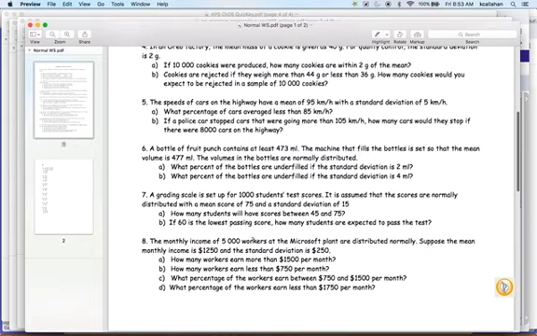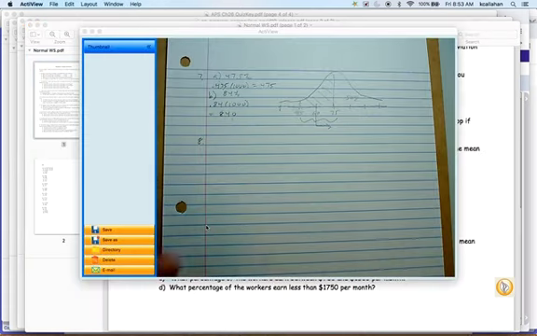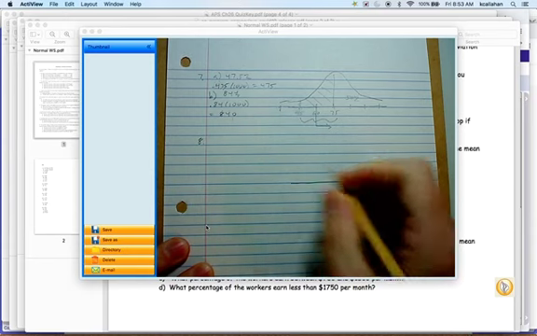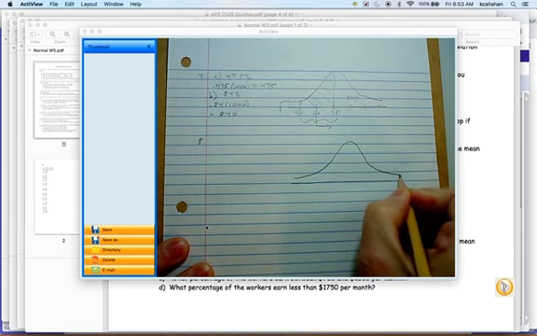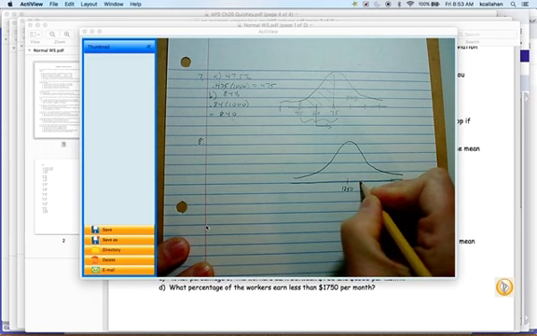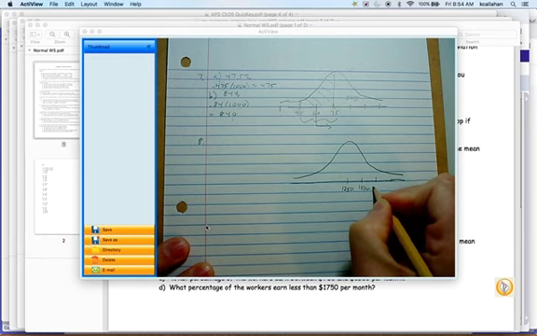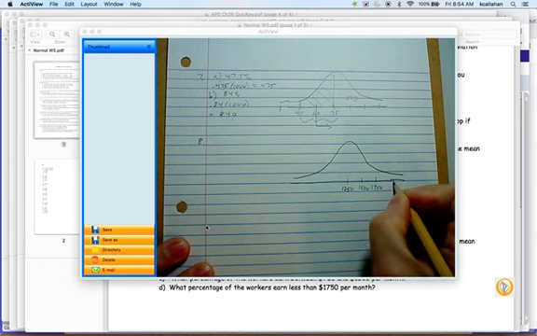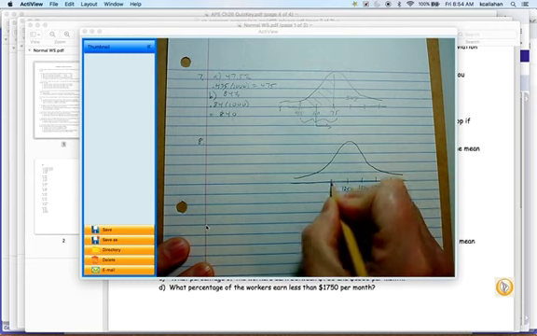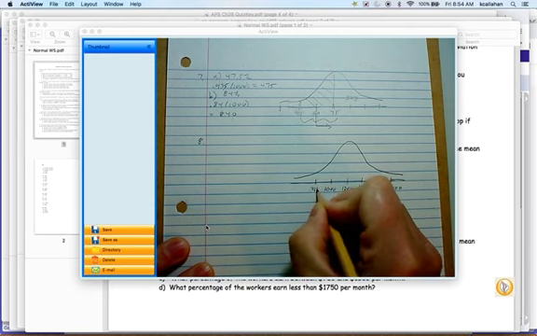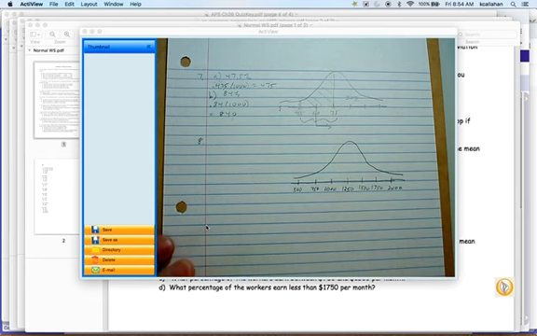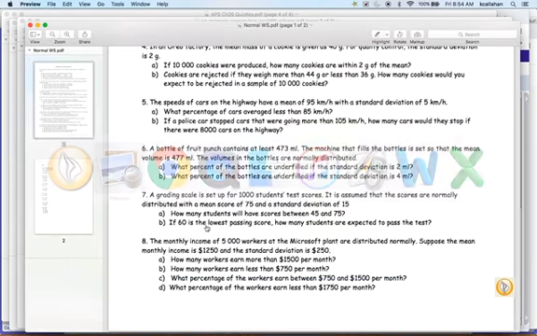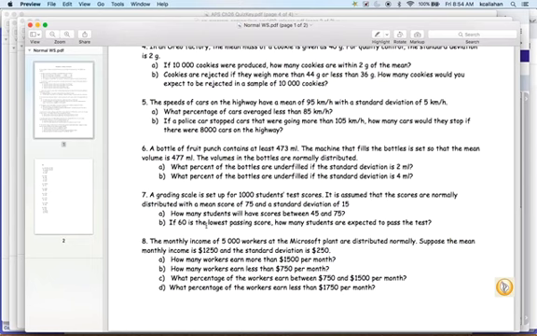It is. Okay, the monthly income of 5,000 workers at the Microsoft plant are distributed normally. Suppose the mean income is 1,250 and the standard deviation is 250. Okay, so draw our curve. The standard deviation is 250, so that's 1,500, 1,750 and 2,000. And this is 1,000, 750, and 500. And there's 5,000 workers. Okay, we need to know that.